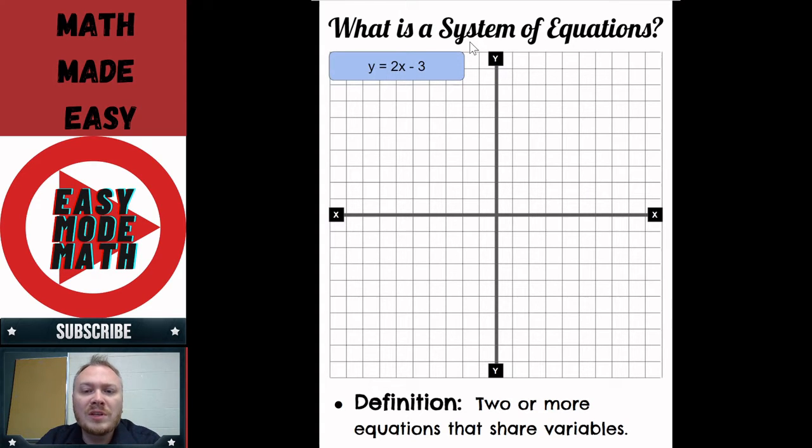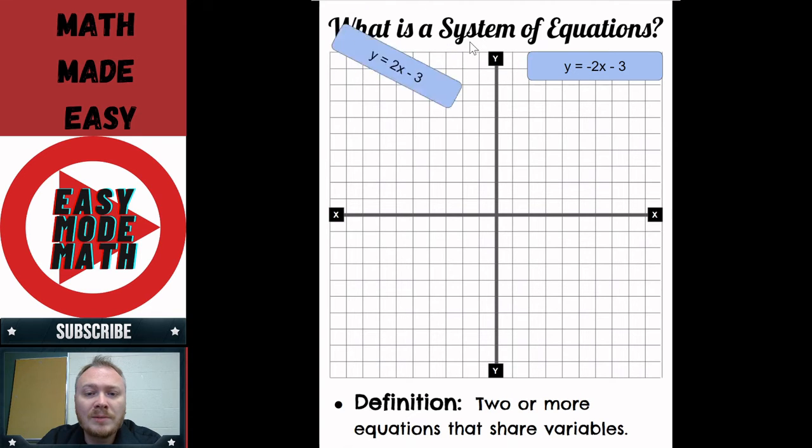So in this first example, we're going to take a look at two different equations, y equals 2x minus 3 and y equals negative 2x minus 3. If I start with this first one here, in order to graph it, I'm going to start with the y-intercept, which in this problem, my b, if you will, is negative 3. The point that goes along with that is (0, negative 3), so it'll go right there.